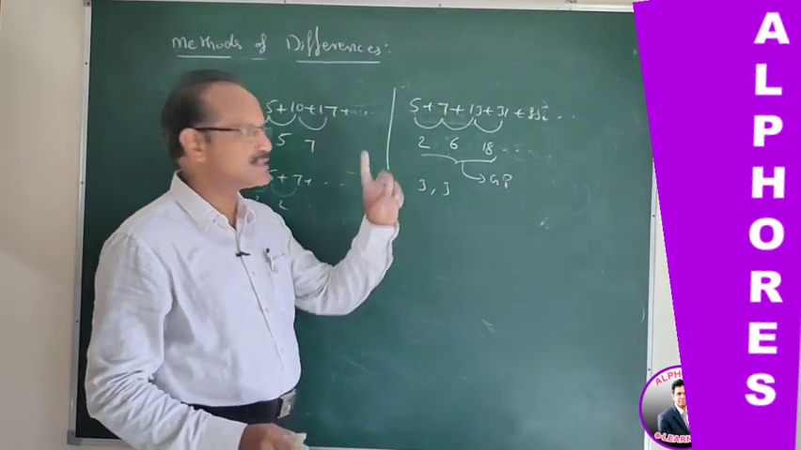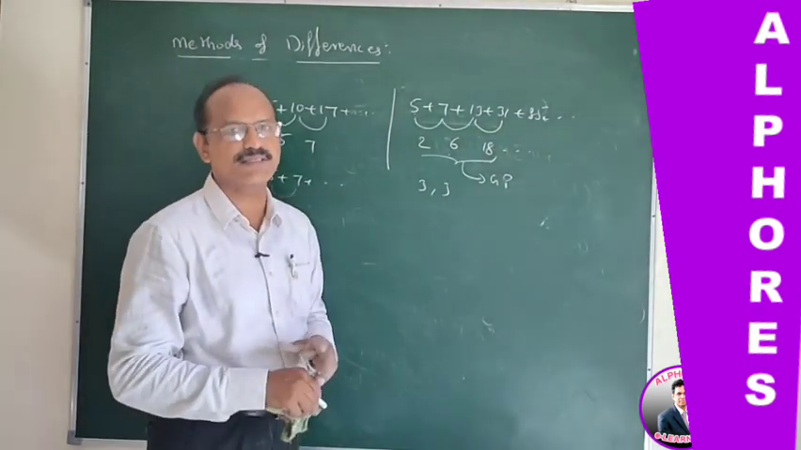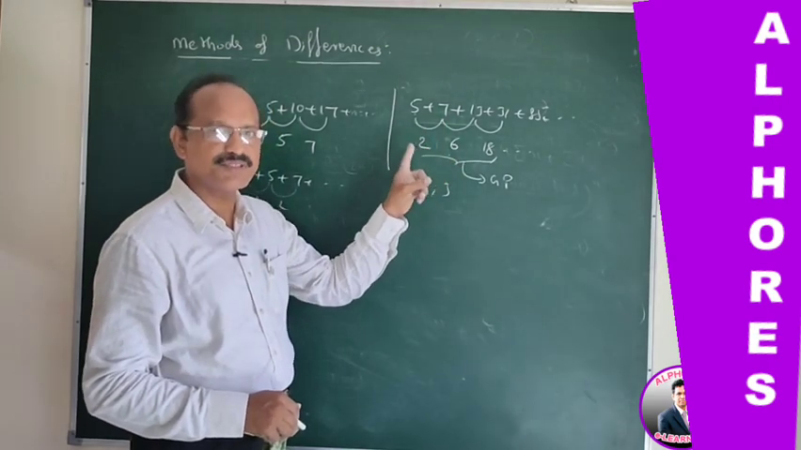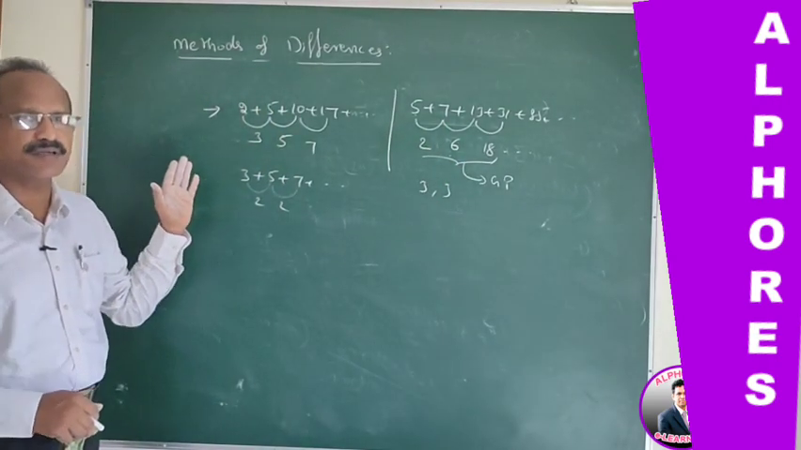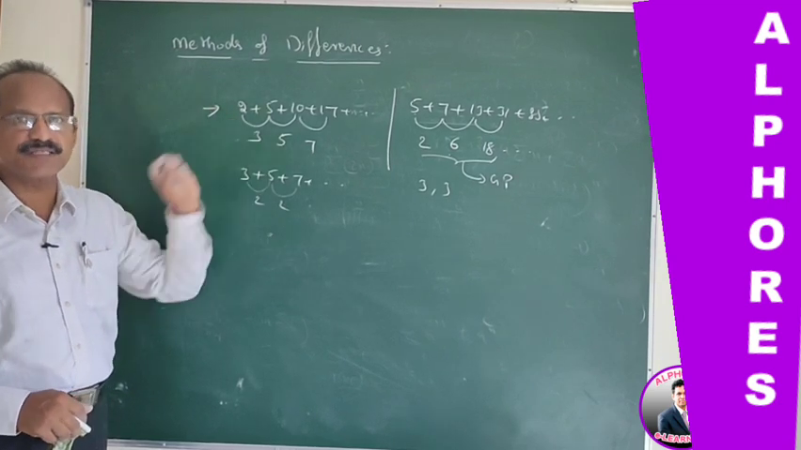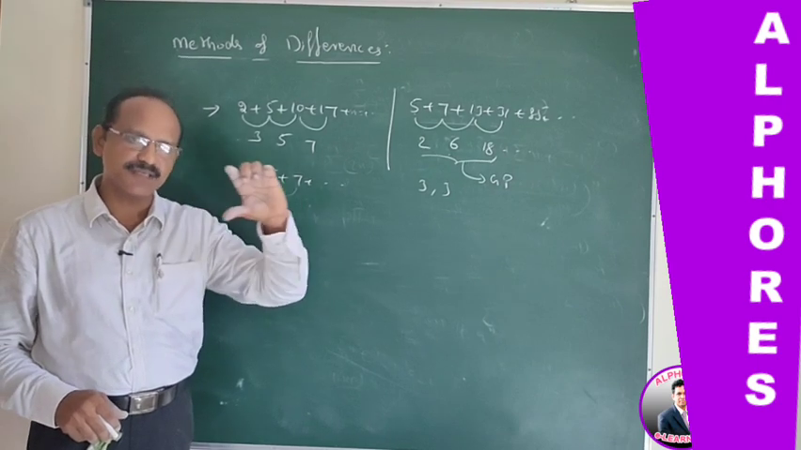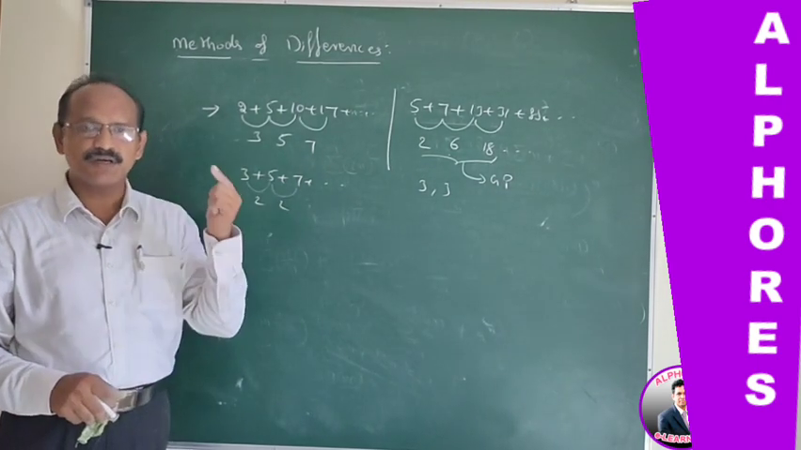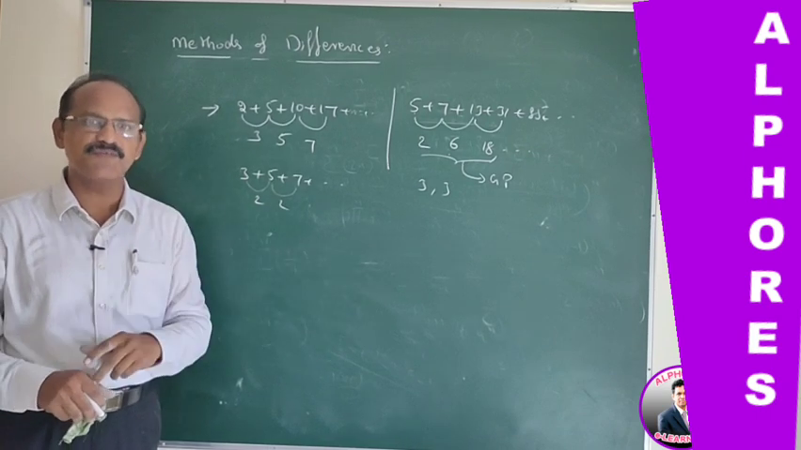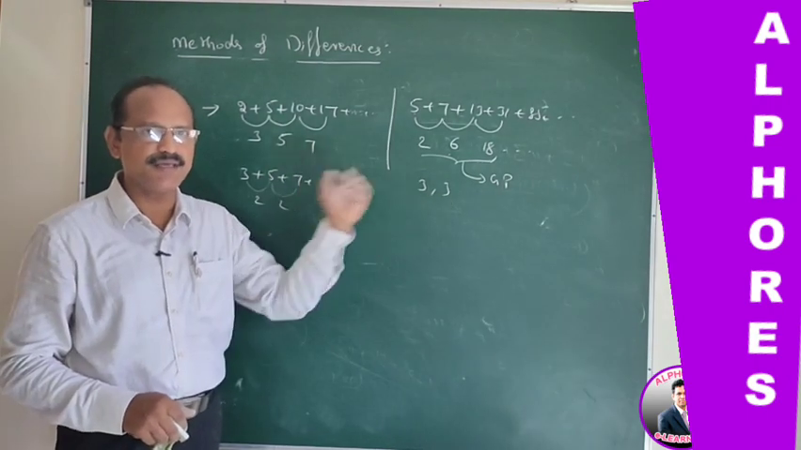We can apply the method of differences for finding the summation of this series, right? Because the successive differences of the terms form a GP. Here the successive differences of the terms form an AP. So finally, the method of differences is used to calculate the summation of the given sequences if the successive differences of the terms of the sequence form either an AP or a GP.